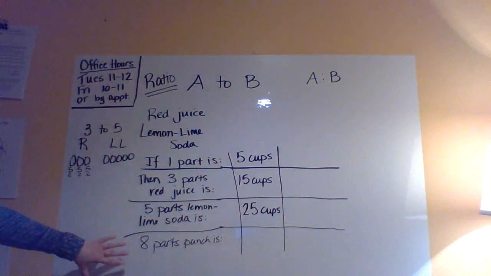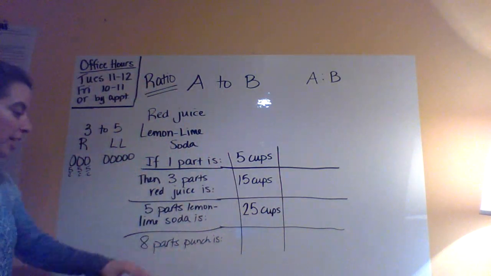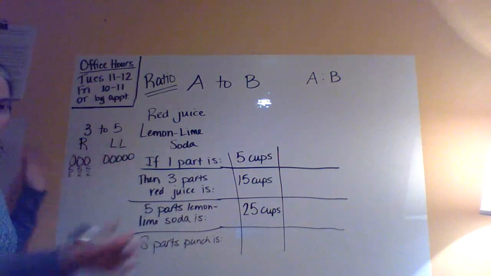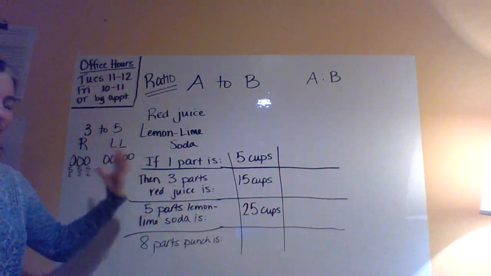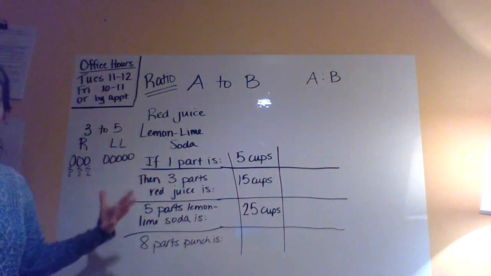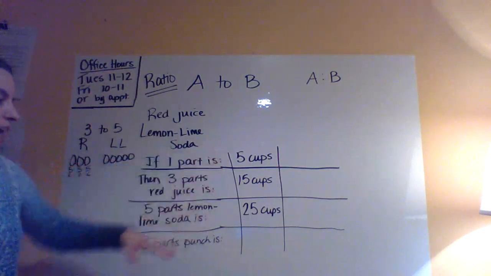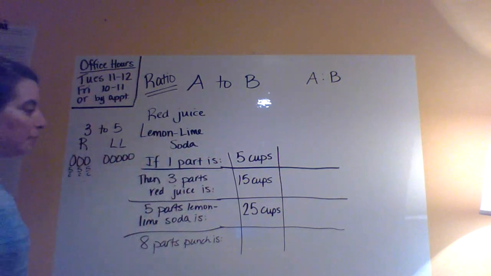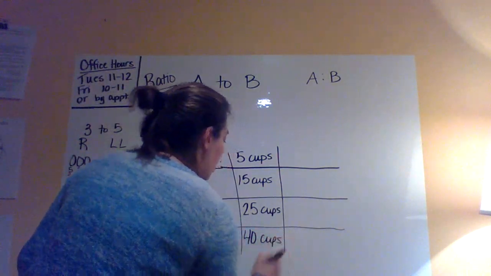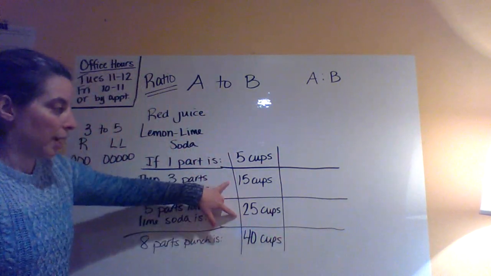And all together, the whole punch is 8 parts, right? It's 3 parts red juice, 5 parts lemon lime soda. Together, mix them all up, we've now got 8 of whatever these parts are. 8 drops or 8 gallons or whatever it is. Well, here my part is 5 cups, so each of these is 5 cups. 5 times 8 is 40 cups. Another way to get this is just that it's these two added together.